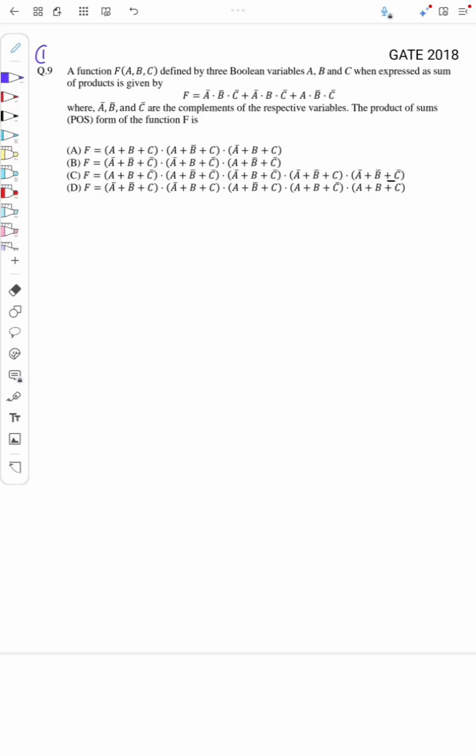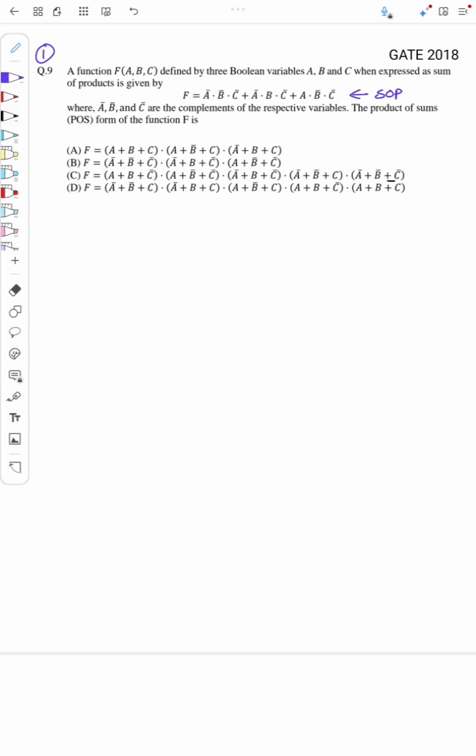Yeah, so this is a question from GATE 2018. The question is: a function f of ABC defined by three Boolean variables a, b and c, when expressed as sum of product, is given by f equal to, so we have an expression of f as sum of products, and where a bar, b bar and c bar are the complements of respective variables.